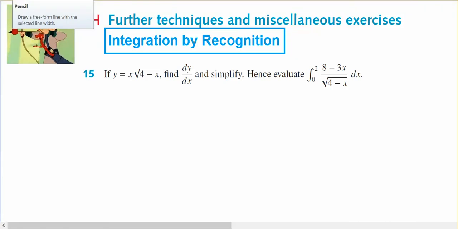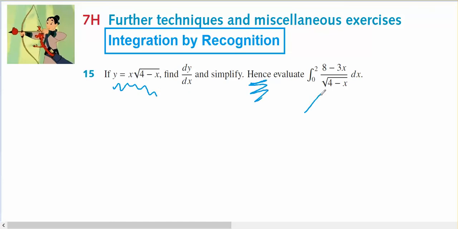This is for specialist maths. It comes out of chapter 7, 7H, and it's really looking at integration by recognition. The sorts of questions where they give you a hint as to what to do by saying, take the derivative of this, and then hence use that answer to give you the antiderivative of that.